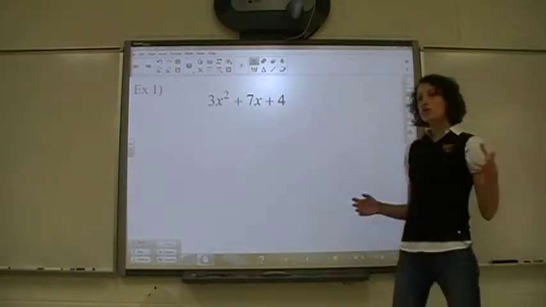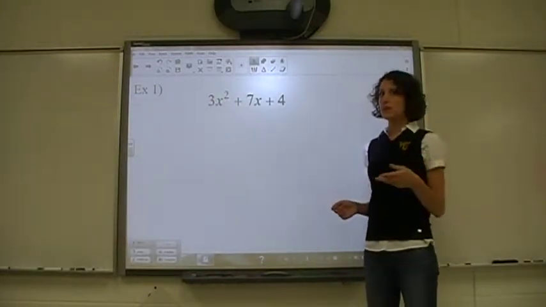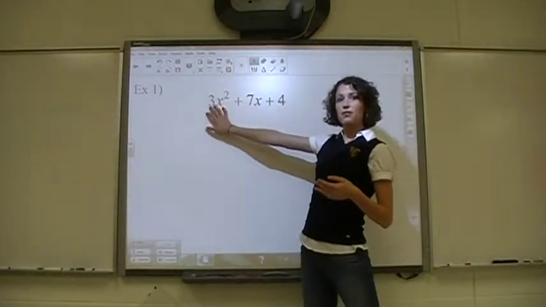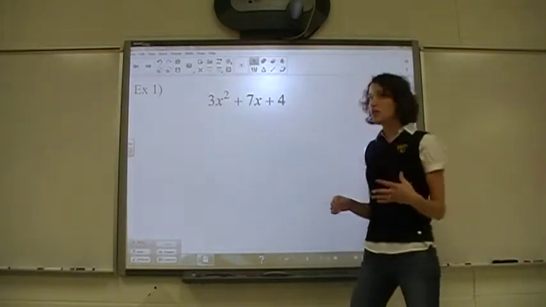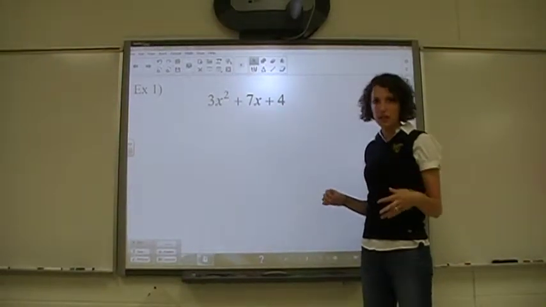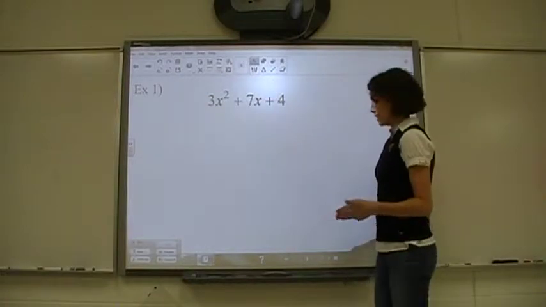Now, I know that we talked a little bit about doing the rewrite method, but sometimes when you have numbers that are prime in the front or don't have a lot of factors, you can actually factor this by using a guess and check method, which literally is just guessing and checking.